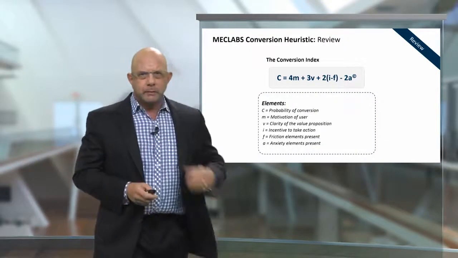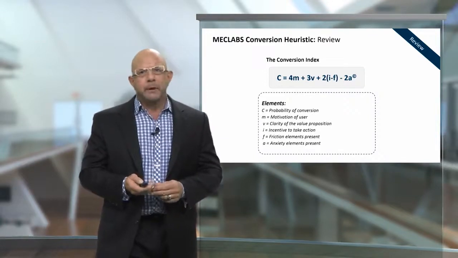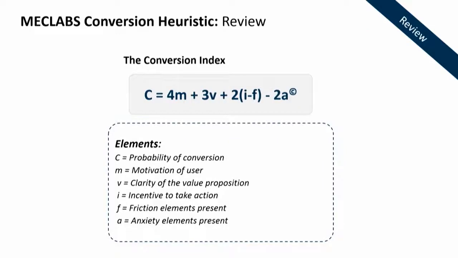You'll notice the heuristic that we talked about last week: C equals 4m plus 3v plus 2i minus f minus 2a. C represents the probability of conversion. And as we talked about last week, each one of those variables is going to inform how we work together, and it'll be the spine of the course itself. We're focused on C today.